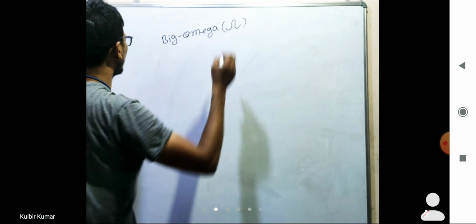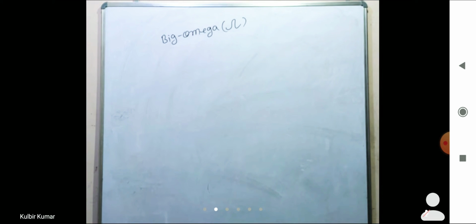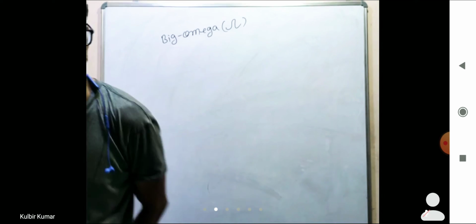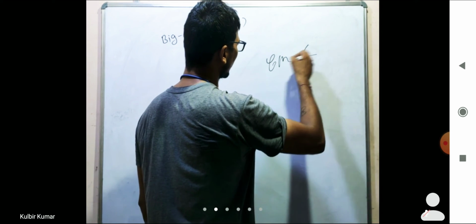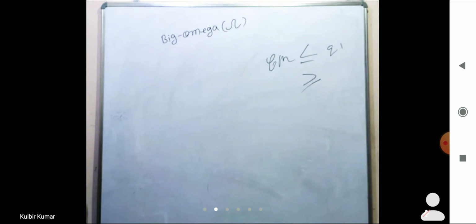I will not spend too much time on big omega. I will not take the examples I took in big O notation. The only difference is this: in big O, f of n was less than or equal to c times g of n. Here, it becomes greater than or equal to. This is the only difference.